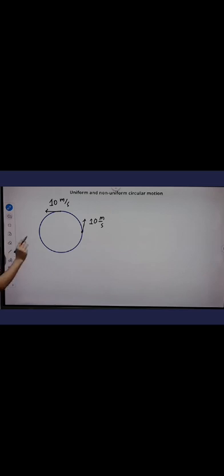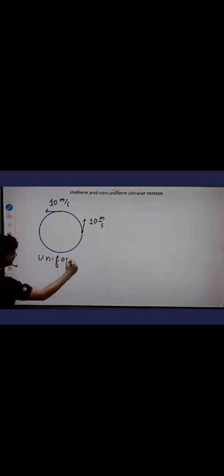So if speed is constant, such a circular motion is called uniform. Write it down. Uniform circular motion. Clear? If the speed is constant, if it's 10, 10, everywhere 10, then it's uniform circular motion. Got it? If the speed changes from 10, if it goes to 15 or 20, then you know it's non-uniform. So let's first discuss uniform circular motion.